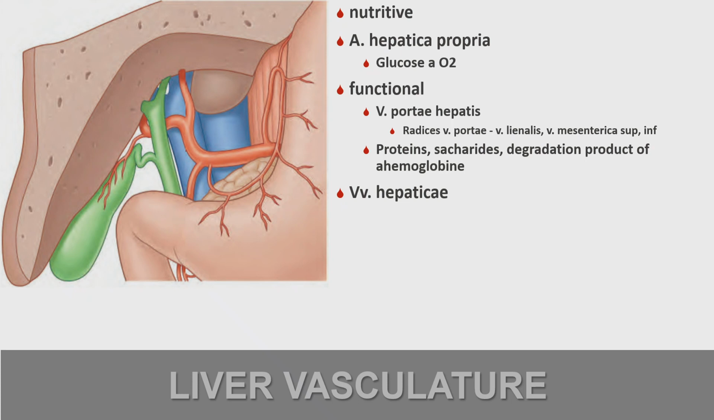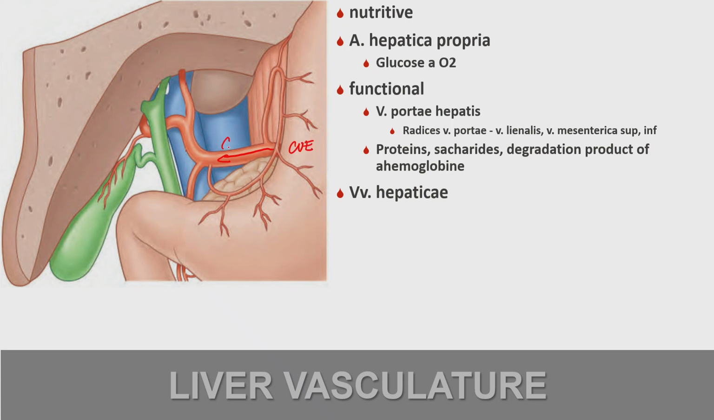So now I have to say once again the portal structures. The portal structures, this triad, is made from arteries. The artery which is supplying liver is a way from celiac trunk.